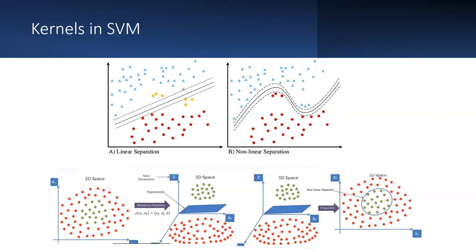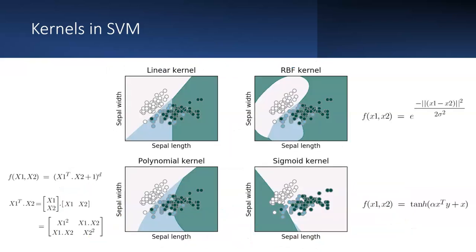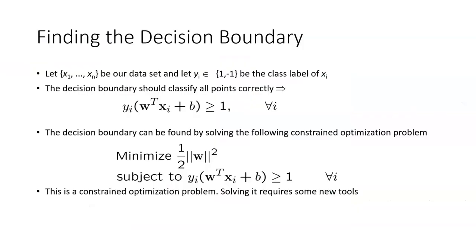Kernel in SVM. So what are the kernels in SVM? You can see over here we have two options: linear separation and non-linear separation. Then we have a 2D separation with the phi, and 3D separations, and these kinds of separations of the data. Similarly, we have a linear kernel, RBF kernel, polynomial kernel and sigmoid kernel. These are the different functions available and the corresponding equations we have. Finally, the decision boundaries.